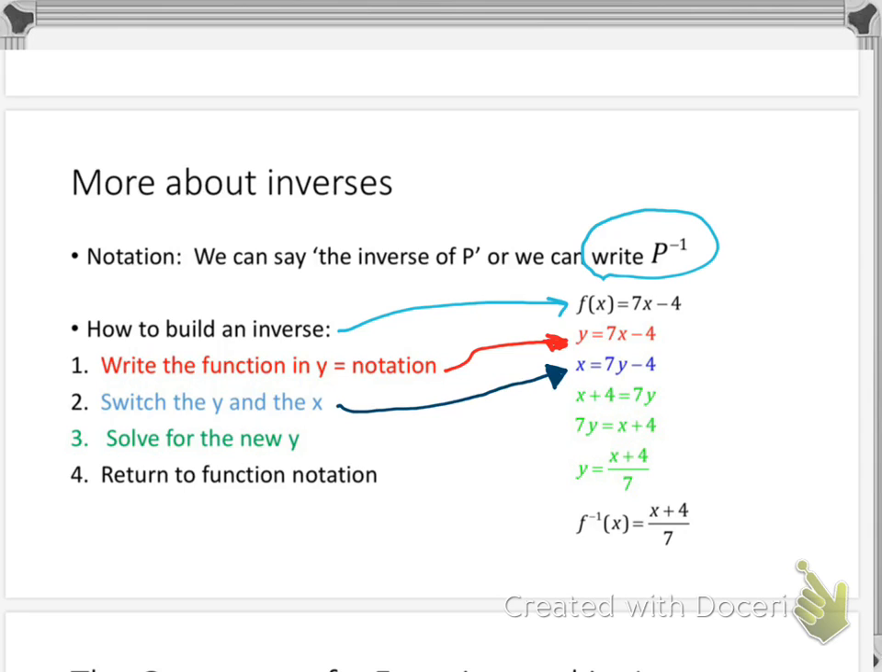And then now you're going to solve for your new y. You're probably going to have to isolate your y. When I isolate my y, I get this for my new y. That's the inverse. Once we've done that, the next thing you want to do is return to inverse notation. Since you had f of x for the original function, the inverse is f -1 of x. So you want to know how to get an inverse given the original function.